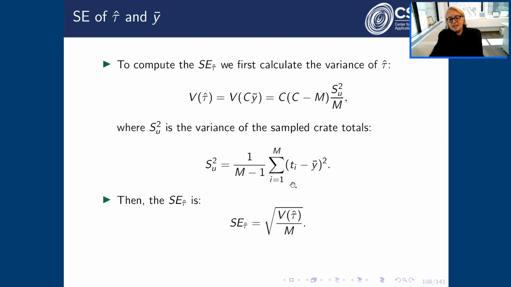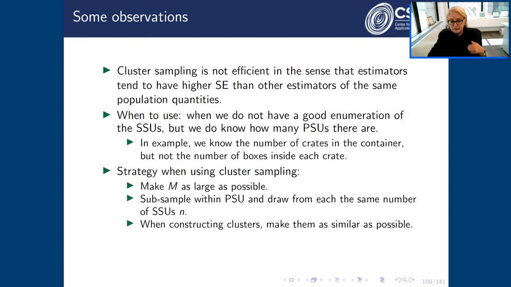So you take your M crates, and in each one of them, you compute the deviation of the total from Y bar, square that, and divide by the number of crates minus 1. So this is the usual way you compute a standard deviation. And so if this is the variance of tau hat, then the standard error of tau hat is just the square root of the variance of tau hat divided by M.